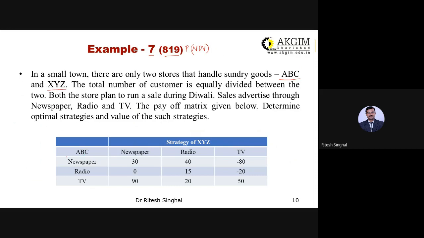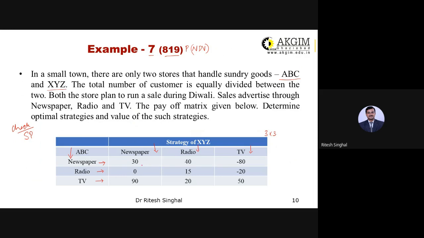So these are the strategies for the competitor or player ABC: newspaper advertisement, radio, and TV. And the same strategies are available for XYZ: strategies X, Y, and Z. So I think you know this matrix. This is a 3 by 3 matrix, and before solving this particular game, it is advised to check for a saddle point of the game.